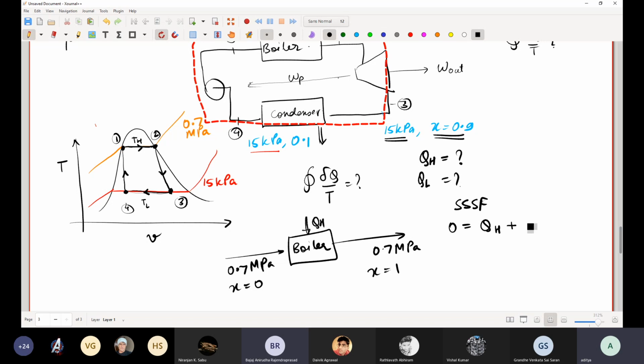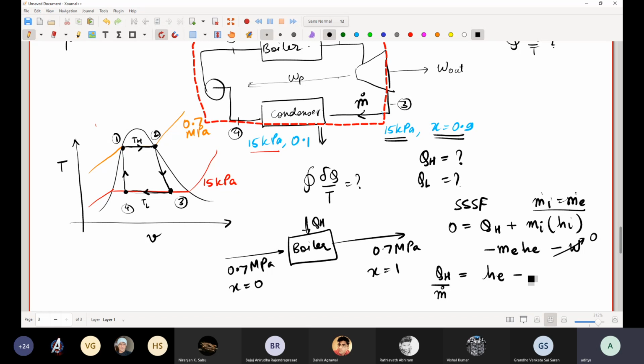This plus m dot Hi total, but because the kinetic energy and potential energy are not given, Hi total will simply become Hi minus m dot He total minus W. But what is W? In this case, for a boiler, it's 0. So what is the QH over m dot? Because m dot i is equal to m dot e, throughout the system there is only one m dot. So I'm going to divide by m dot. So the expression for QH is He minus Hi.